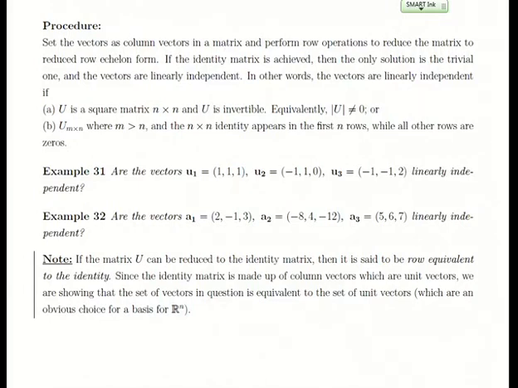All right, we're going to do a couple of examples. Does anyone want to ask any questions? No? Okay.